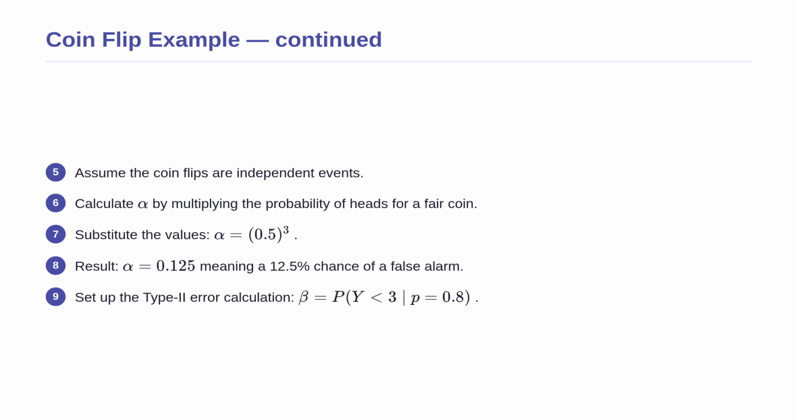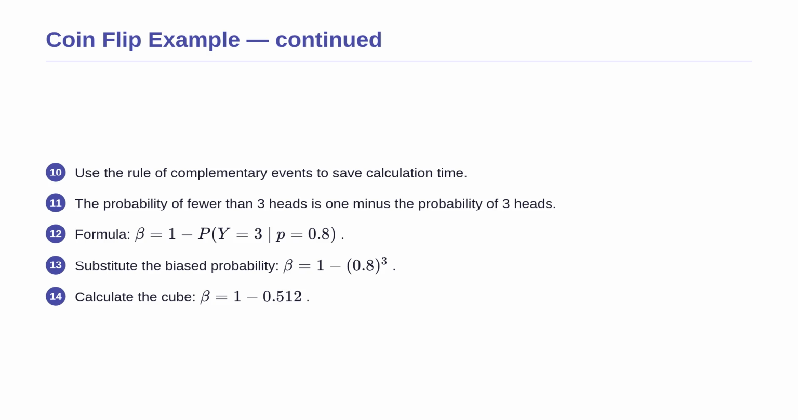Now we must set up the calculation for the type 2 error, beta, which is the probability of failing to reject the null hypothesis. To find our type 2 error, we need the probability of getting fewer than 3 heads, given that the coin is actually biased with a probability of 0.8. Instead of calculating the probabilities for 0, 1 and 2 heads separately, we can use a mathematical shortcut. The probability of getting fewer than 3 heads is exactly 1 minus the probability of getting all 3 heads.